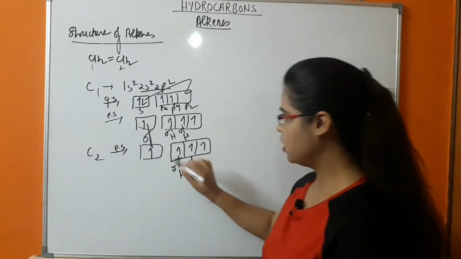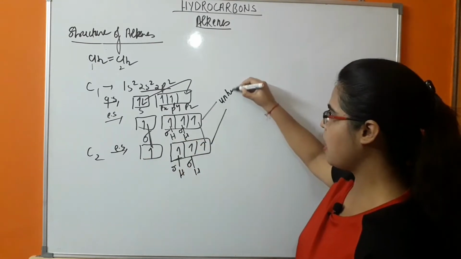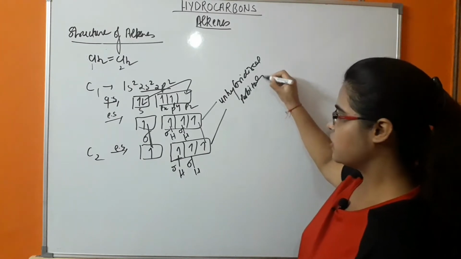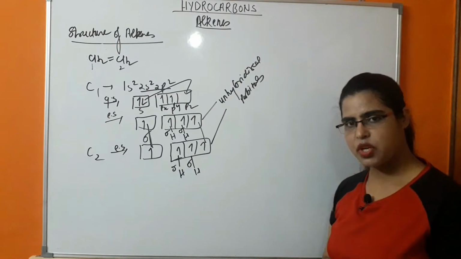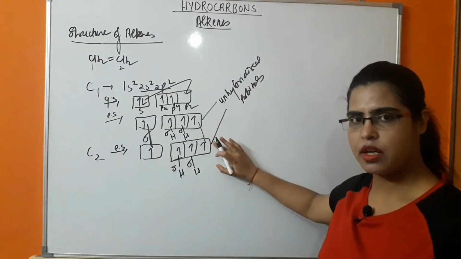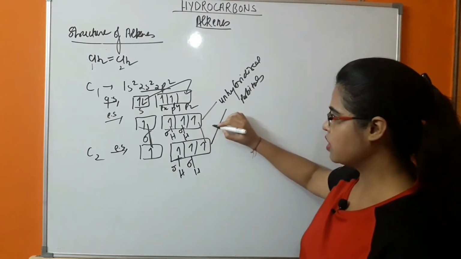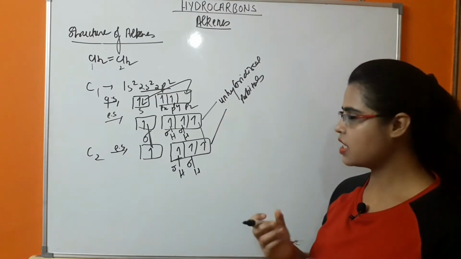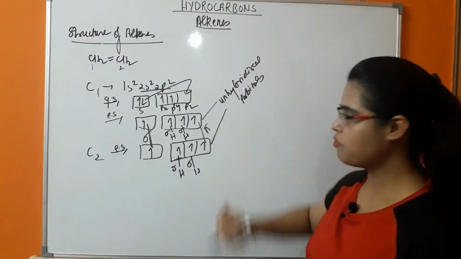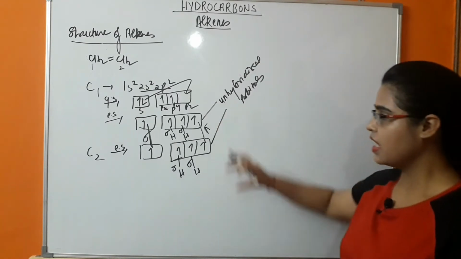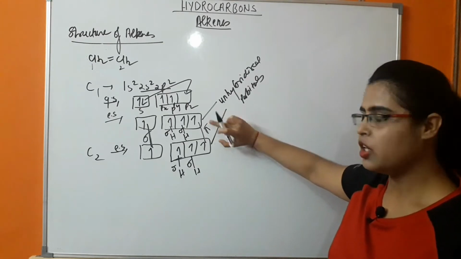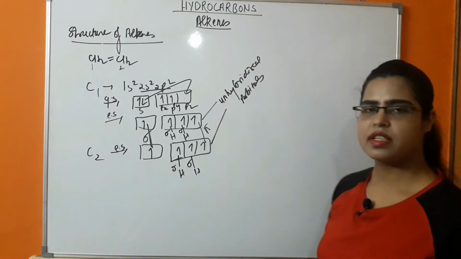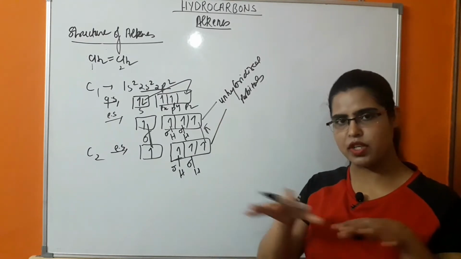So there are 3 sigma bonds on each carbon, and the unhybridized p orbitals remain. These are 2 unhybridized p orbitals which are not actually overlapping, so there is only very weak overlapping between these orbitals, due to which the pi bond is formed. Actual overlapping is not done, and that is how the pi bond is formed. These p orbitals are perpendicular to the axis of the molecule.